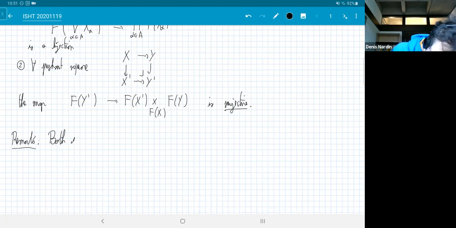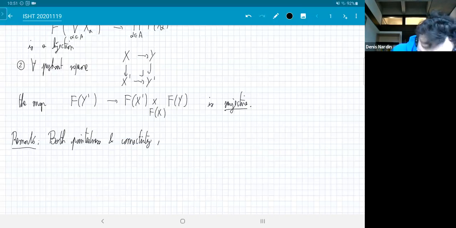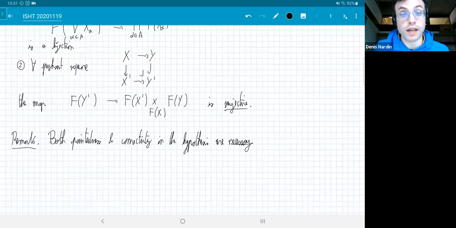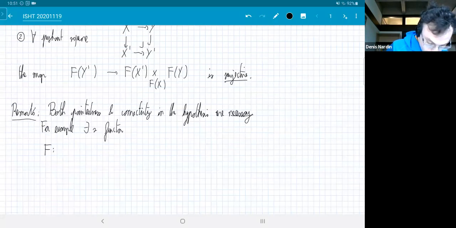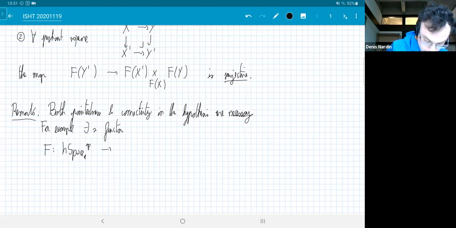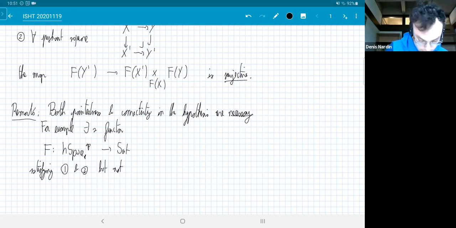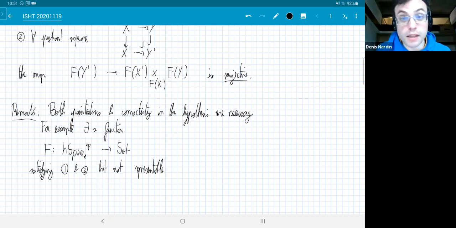Both pointedness and connectivity in the hypothesis are necessary. There are counterexamples of functors satisfying one and two that are not representable if you don't assume them. For example, there exists a functor F from the homotopy category of pointed spaces up into set satisfying one and two, but not representable. So that's not an optional part of the argument.